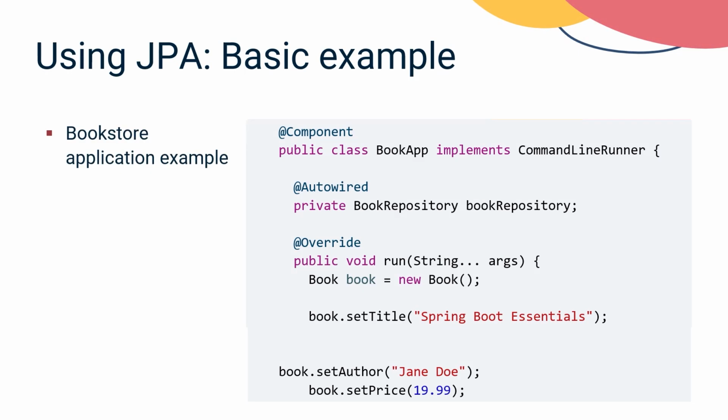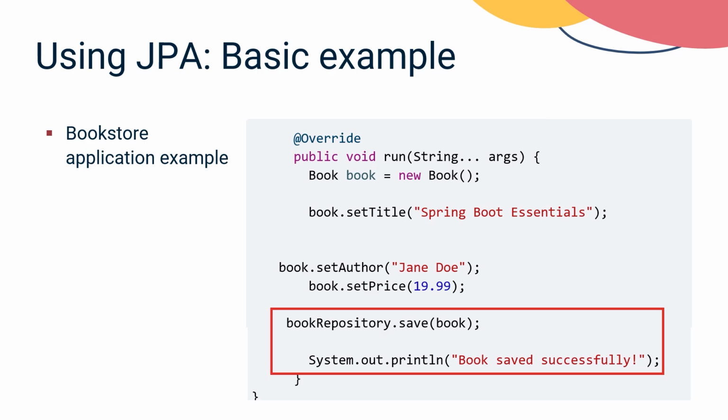Here is a basic example for a bookstore application. In this code snippet, the setTitle method on the book object sets the title. Similarly, the setAuthor method sets the author, and the setPrice method sets the price. The save method of the book repository object saves the book object to the database. If the books table doesn't exist, JPA will create it, depending on DDL-auto settings.